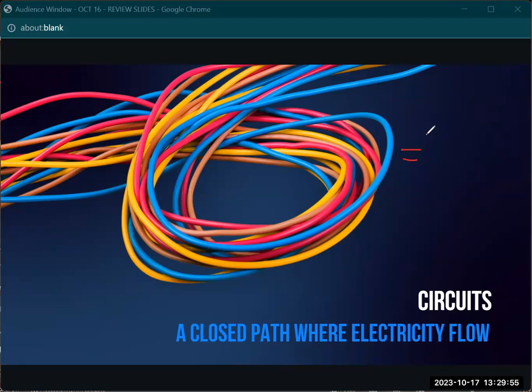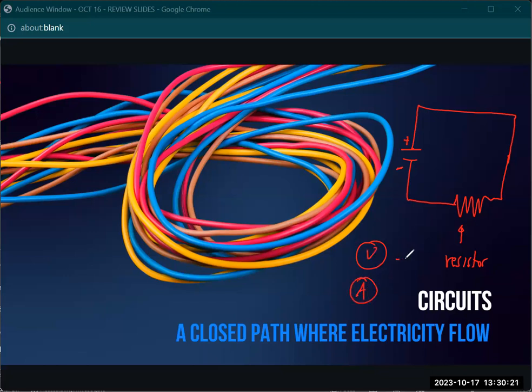Ito ang symbol ng battery. May plus and minus. Tapos, ito ang symbol ng resistor. Meron din marami yan, pero we'll just go over the basics. May voltmeter and ammeter. Medyo self-explanatory kung ano minimeasure nila. Voltmeter measures volts. Ammeter measures amperes or the current.